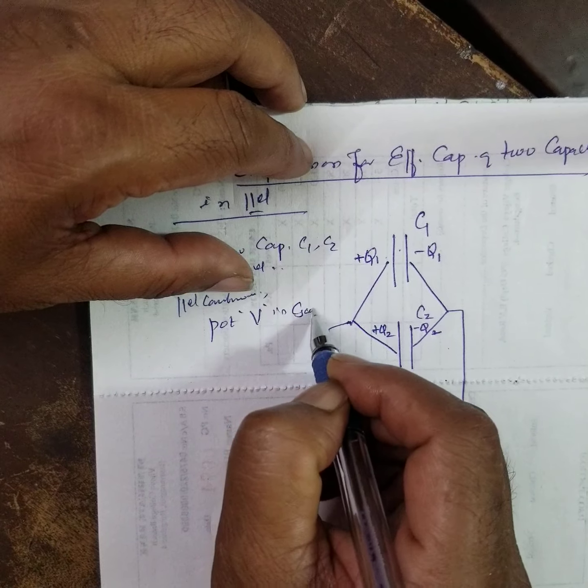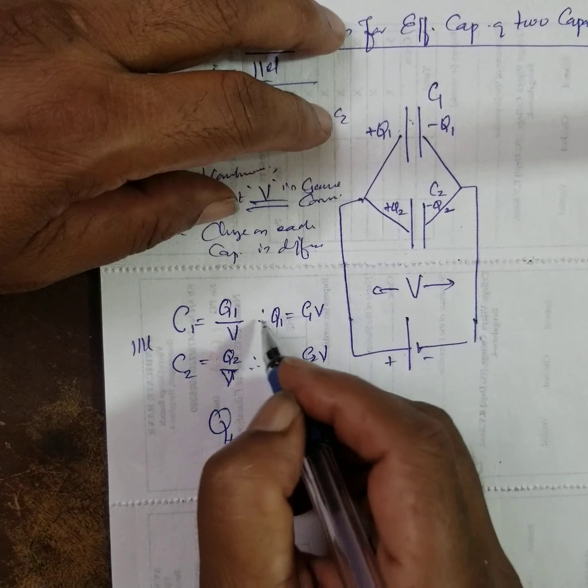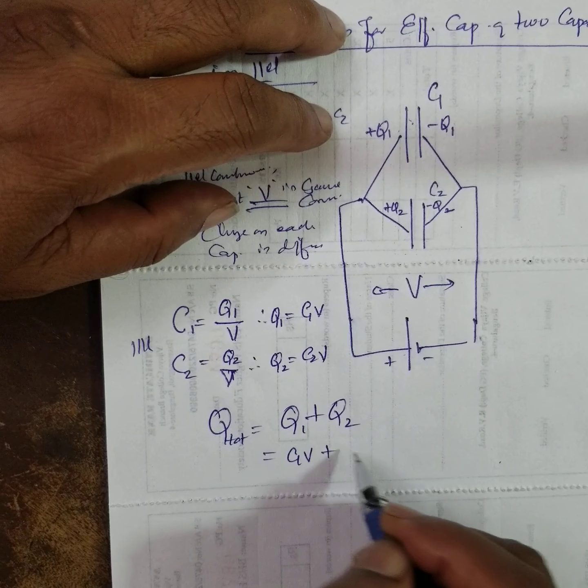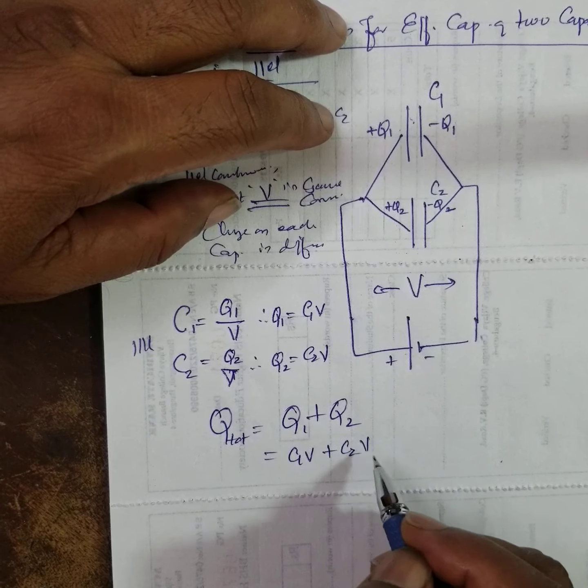Therefore, C1 is equal to Q1 by V. Therefore, Q1 is equal to C1 V. Similarly, C2 is equal to Q2 by V. Therefore, Q2 is equal to C2 V. Then what is the total charge? Total charge is the sum of the charges in each capacitor. You substitute here C1 V, C2 V. Here V is a common factor. C1 plus C2 times V is equal to the total charge.